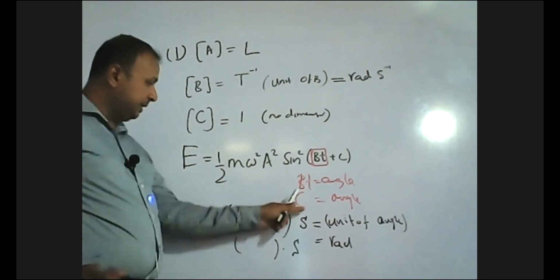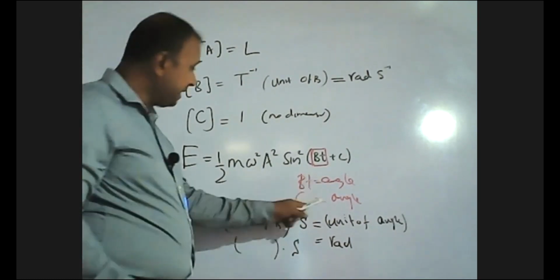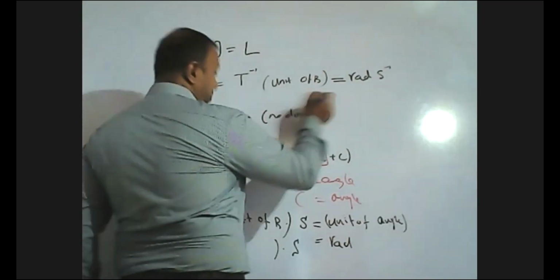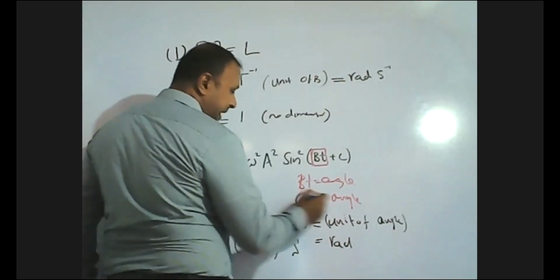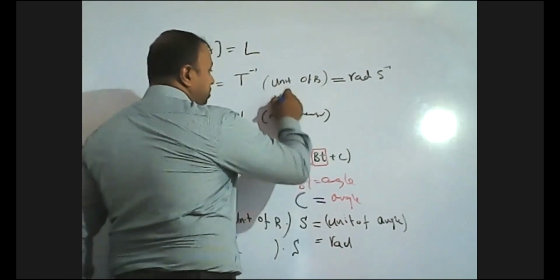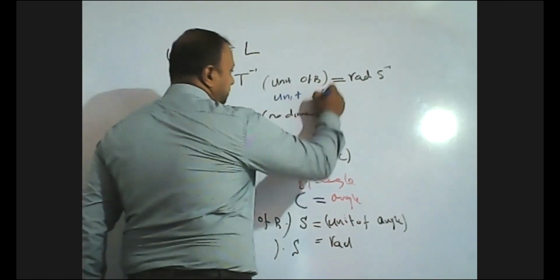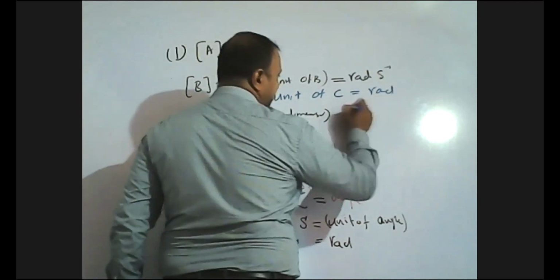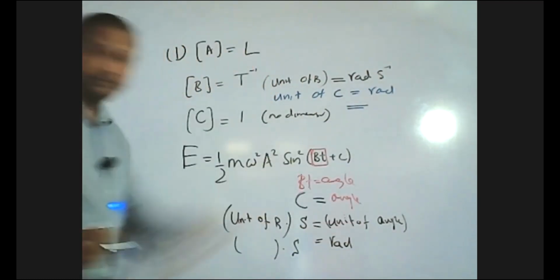Then C. C is an angle. So as C is an angle, the unit of C should be equal to radian.